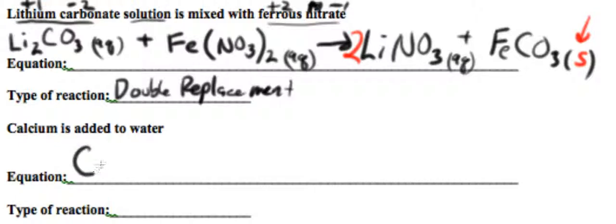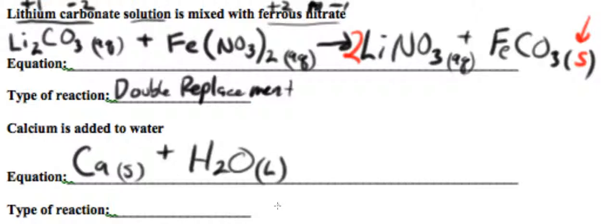Okay, so calcium is a metal. It's going to be a solid. It's always going to be a solid at room temperature. And then we're going to add it to water. Okay, now it's real important that we remember what kind of reaction this is. This is critical. And many students get confused. Is this going to be a combination reaction?